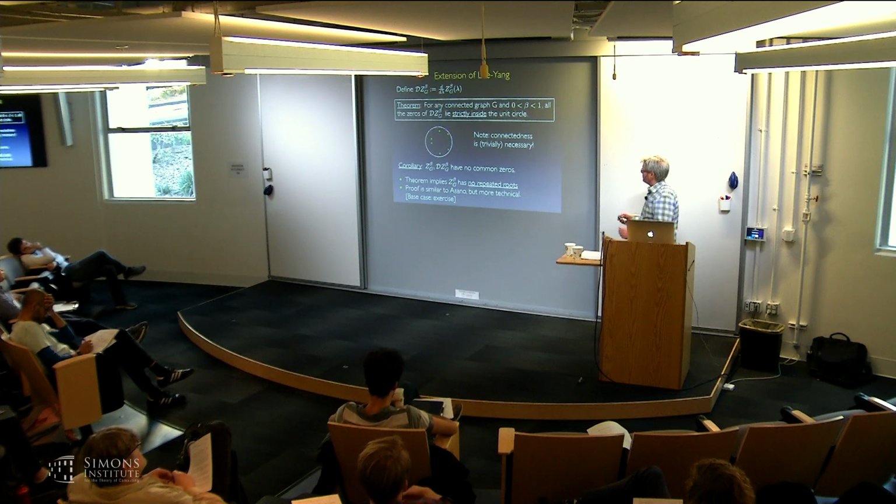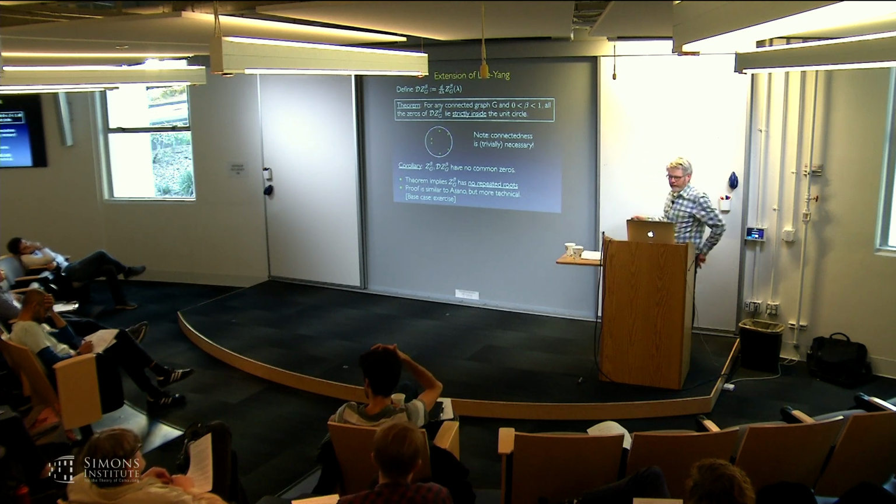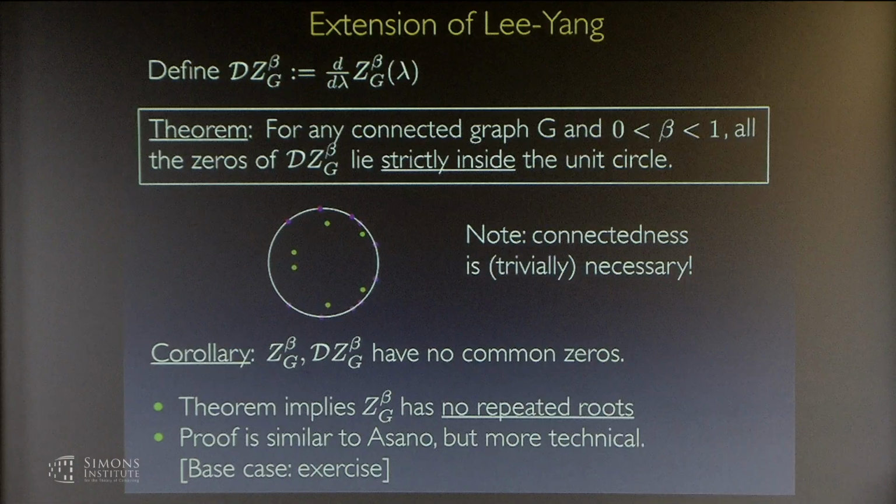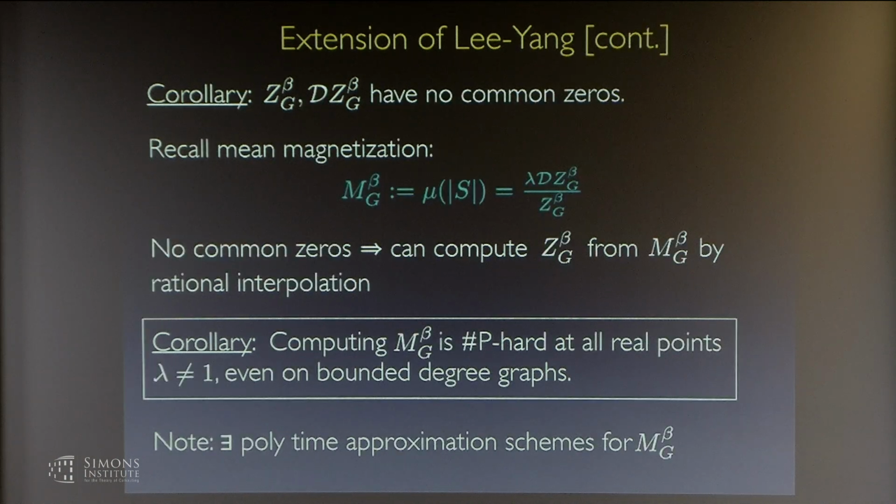And then, okay, so for the experts in the geometry of polynomials, I'd be curious to know whether this fact is of interest, and if so, what can one do with it? I can tell you one thing you can do with it from a complexity theoretic point of view. The fact that the derivative of Z and Z itself have no common zeros allows you to show that complexity theoretically computing the mean magnetization is just as hard as computing the partition function.